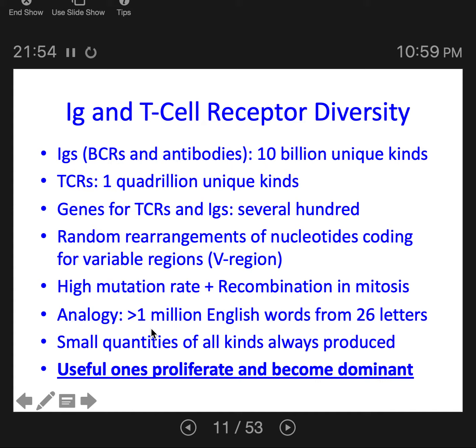So an analogy to conceptualize this: you have more than 1 million English words from only 26 letters. Remember, you can get all these different words because even though you only have 26 letters, you can arrange them differently to make different words. So it's the same idea with these genes.